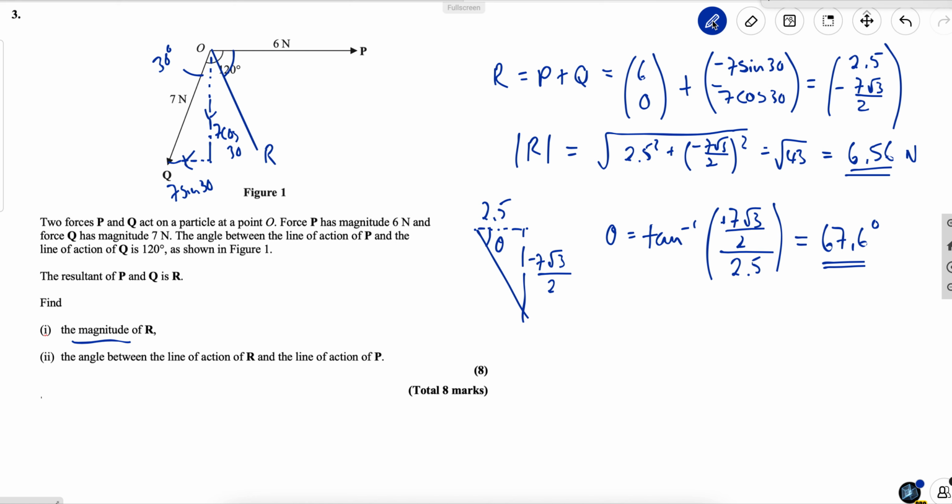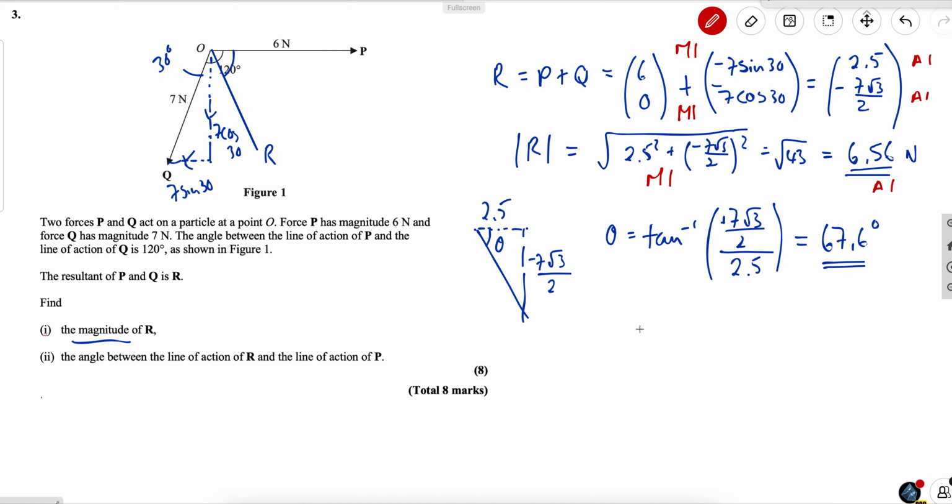Marks wise, there's a method mark for forming this equation for each one of these, even if you get sine and cos the wrong way round, and an accuracy mark for each of the answers. There's then a method mark for Pythagoras and an accuracy mark for 6.56, so clear use of Pythagoras there.